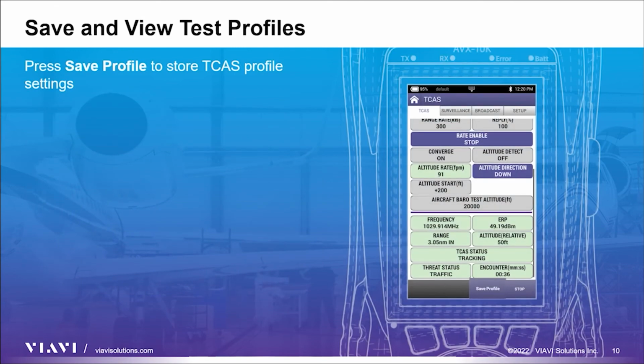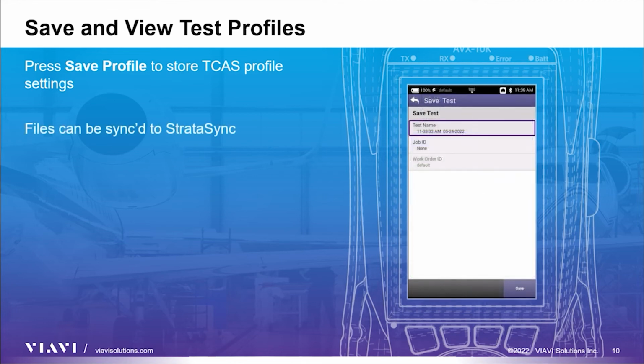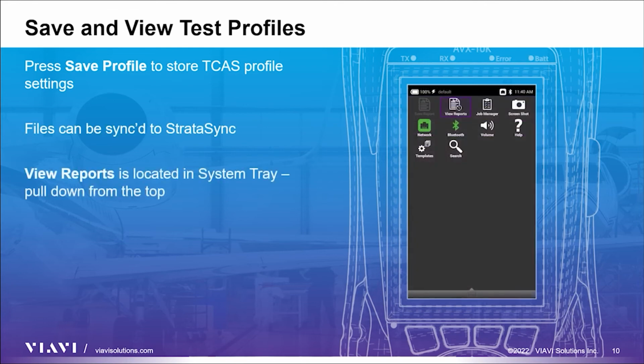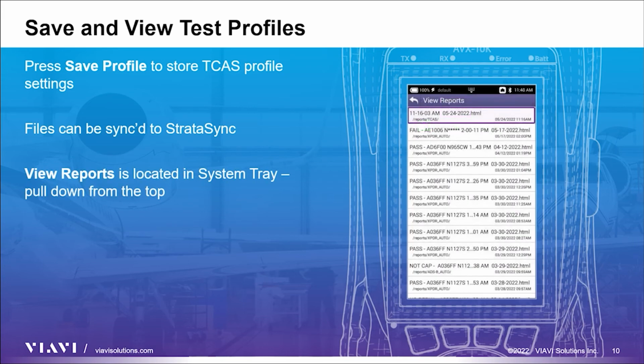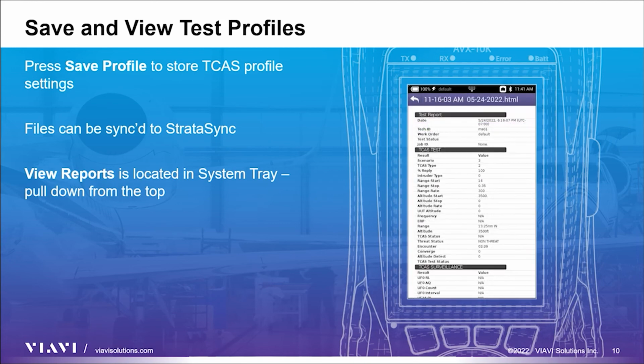If desired, you can save the TCAS settings by clicking the Save Profile button. Files can be synced to Strata Sync and can be viewed locally by swiping down on the system tray at the top and clicking on View Reports. Select the TCAS report to view. The information saved here is the data used to generate the scenario.